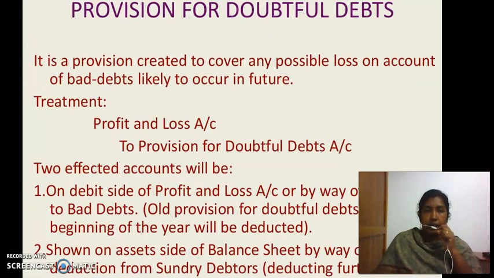Next adjustment is provision for doubtful debts. It is a provision created to cover any possible loss on account of bad debts likely to occur in future. Accounting treatment is profit and loss account debit to provision for doubtful debts. This also has a twofold effect. One is on the debit side of the profit and loss account by way of addition to bad debts. The other one is shown on the asset side of the balance sheet by way of deduction from the sundry debtors.